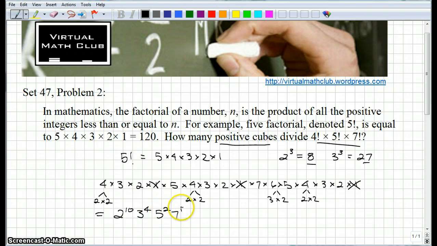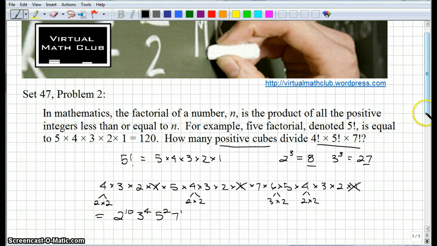And if a number is a cube, then all the prime factors in that number are cubes. Okay. So, for example, one cube factor of this would be 2 cubed, because obviously, 2 cubed will go into 2 to the 10th. All right.